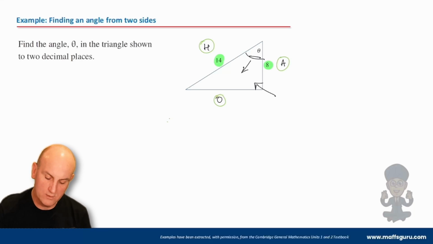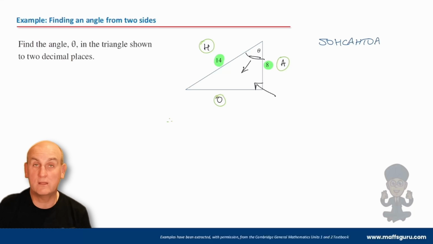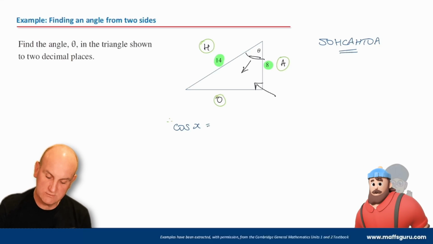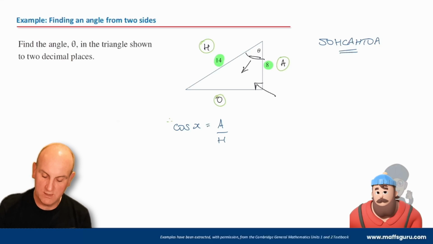And so therefore, what do you have to do? Write down SOHCAHTOA. Not in green, green's horrible. SOHCAHTOA. I did it twice. What do we have now? We've got the adjacent and the hypotenuse, which is cos. So the cosine of the angle is equal to my adjacent divided by my hypotenuse.